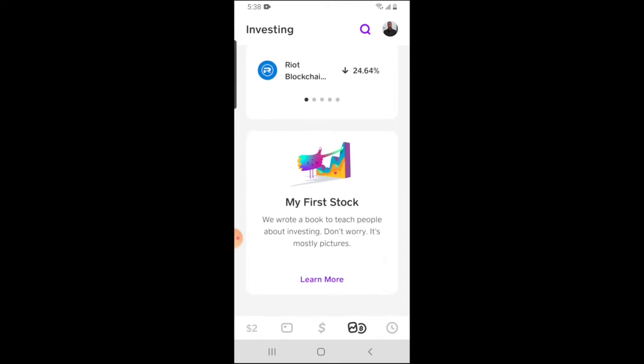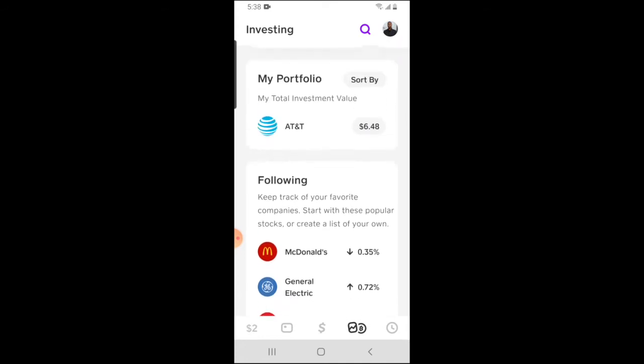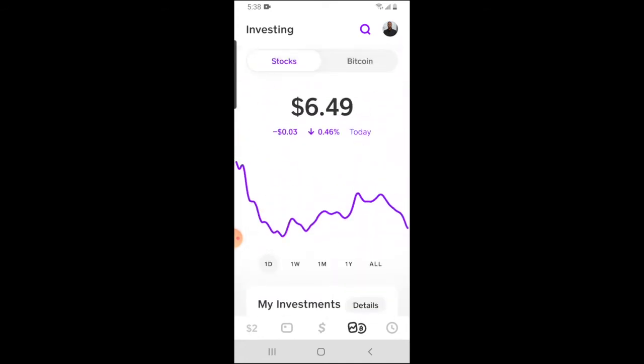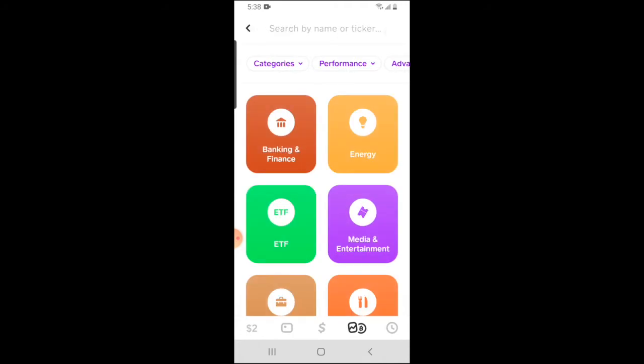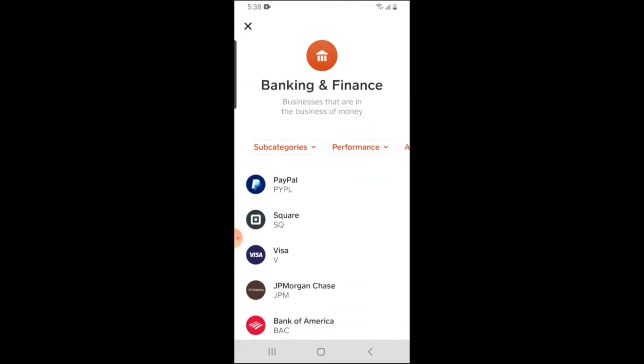And apparently Cash App has a resource that you can take advantage of when it comes to investing, so feel free to explore that. Now we're going to scroll back up and show the process of how to buy a stock. Let's click on the search bar, and you can actually search by categories. So we have banking and finance, energy, ETF. I'm going to click on banking and finance, and it shows a lot of popular stocks in the finance niche. I'm going to go ahead and click on PayPal.